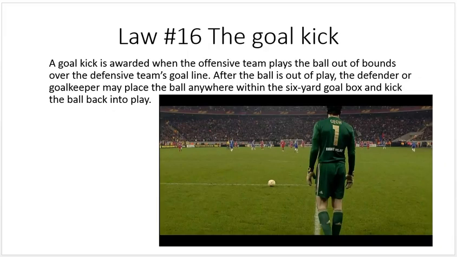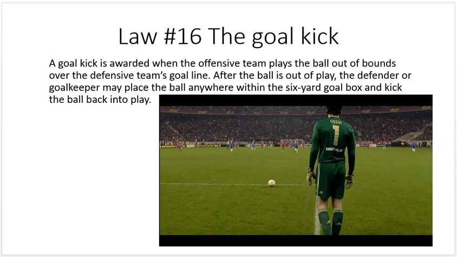Law 16, the goal kick. The goal kick is ordered when the offensive team plays the ball out of bounds over the defensive team's goal line. That usually happens when somebody takes a shot and misses the goal. After the ball is out of play, the defender or goalkeeper may place the ball anywhere within the 6-yard box and kick the ball back into play. And there's the 6-yard box.